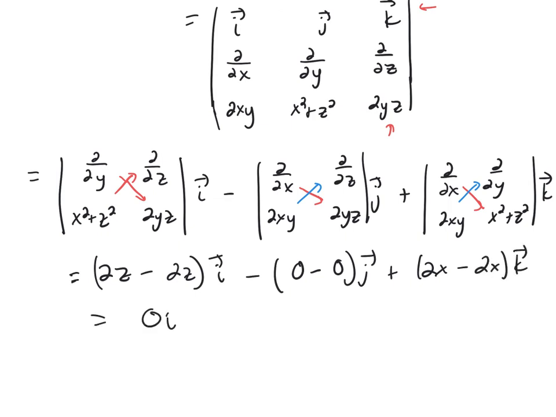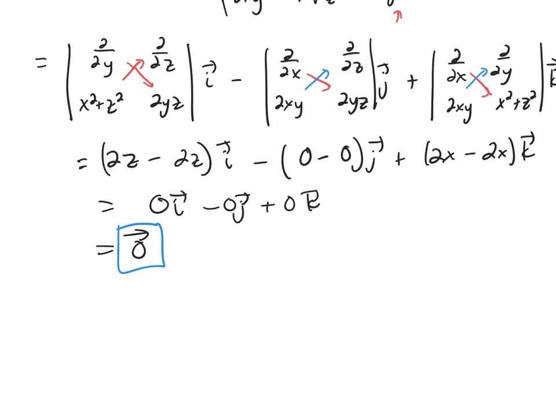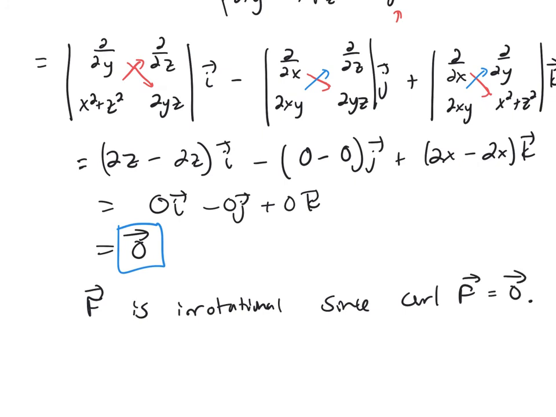So here you're getting 0i minus 0j plus 0k. So in the end, you're getting the 0 vector. So that's what the curl is equal to. And then we would say that f, to answer the second question, f is irrotational since the curl of f is the 0 vector. So you do need to remember how to compute cross products in order to compute the curl.